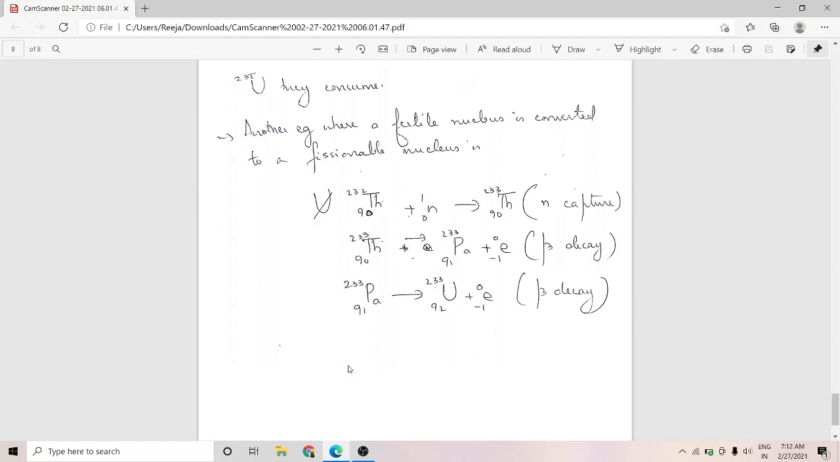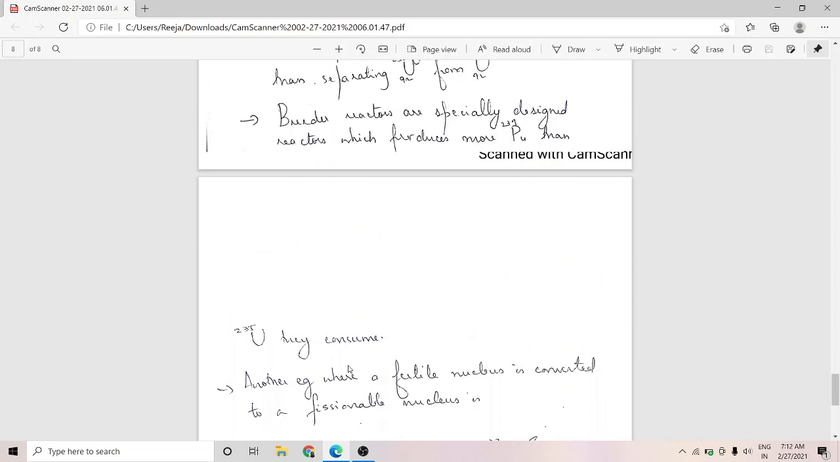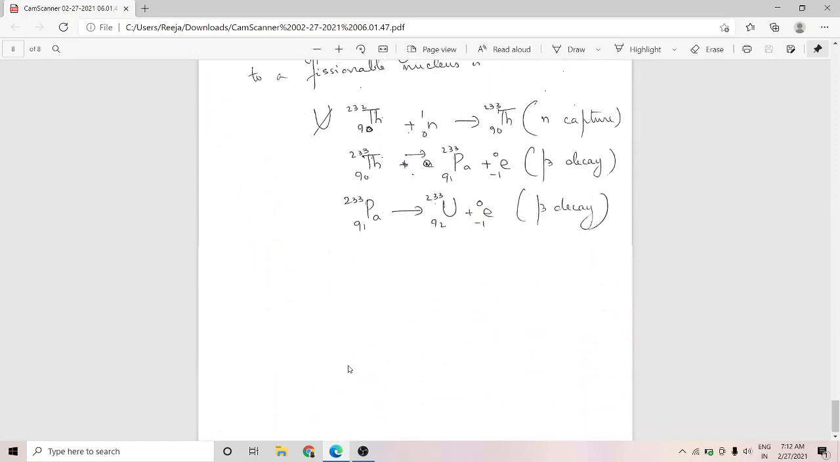So, I hope the concept of fission, chain reaction, nuclear reactors where chain reaction takes place in a controlled fashion, and breeder reactors is clear to all of you.